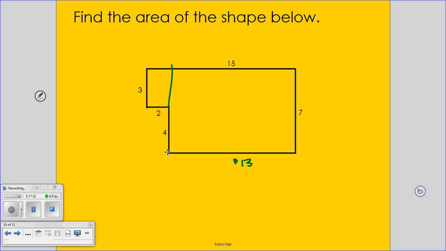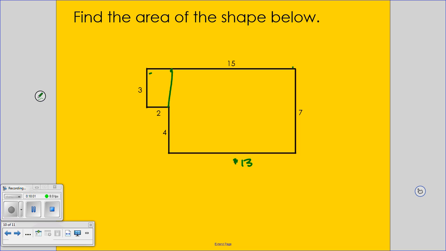I can't hear Eva because I have groups up here who are talking. Yeah, my 15 is cut, and notice 15 is this whole long line. Do I have that whole long line in this little bitty rectangle? No, so I'm not going to use the 15. Eva, you're correct. My equation is just going to be 3 by 2.